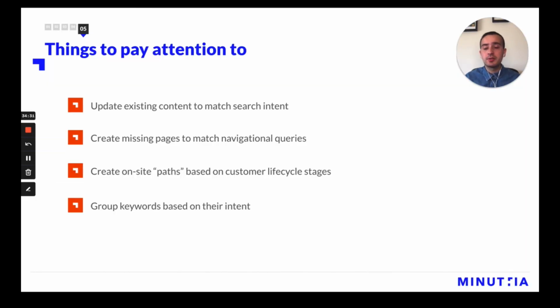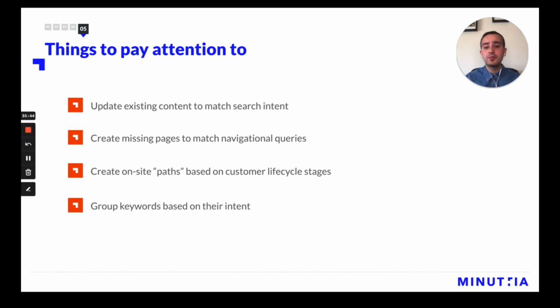So one of the first things that you need to pay attention to is to update existing content to match search intent. A good opportunity to do that is when you are doing, for example, a content audit every 4-6 months. In many cases, we publish a piece of content, it starts to perform, but it doesn't perform as we wish that it would, exactly because it doesn't match and satisfy search intent. So it's a good opportunity to update that content in order to match search intent.